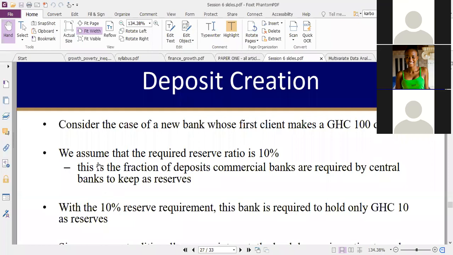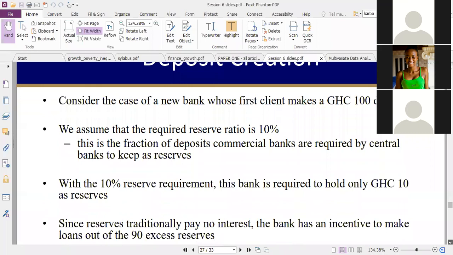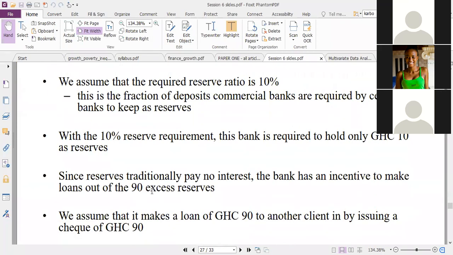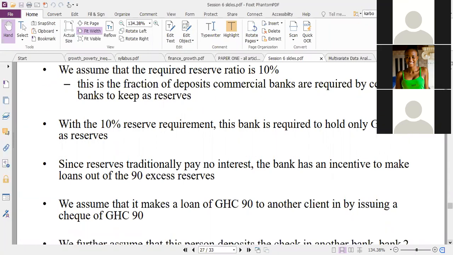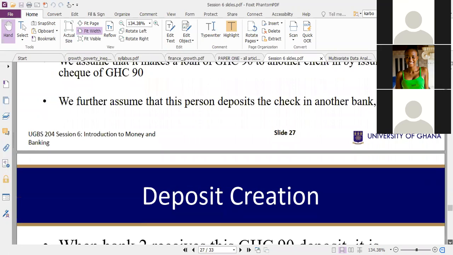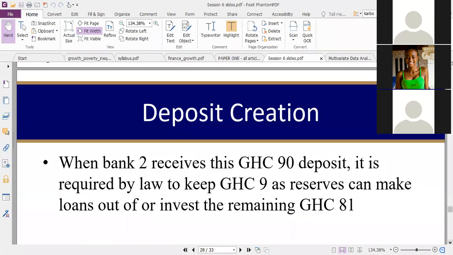As I told you, with this case, the bank is required to what? Keep 10% out of this 100. So if the bank is keeping 10%, it's just 10 cedis, right? So now the bank would be able to give out what? 90 cedis as loans to other people. So we are assuming that someone deposited 100 cedis with the bank. The bank kept 10% and gave out 90 cedis to another person. That person didn't work with the money; the person went straight to another bank and gave that bank the 90 cedis as his deposit. So that's bank two.